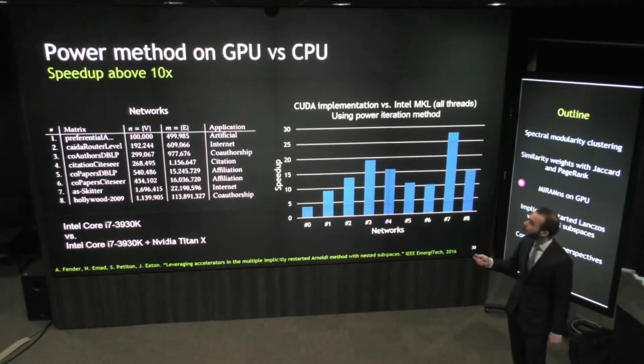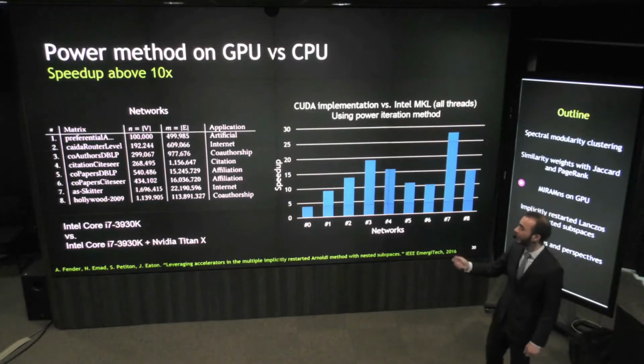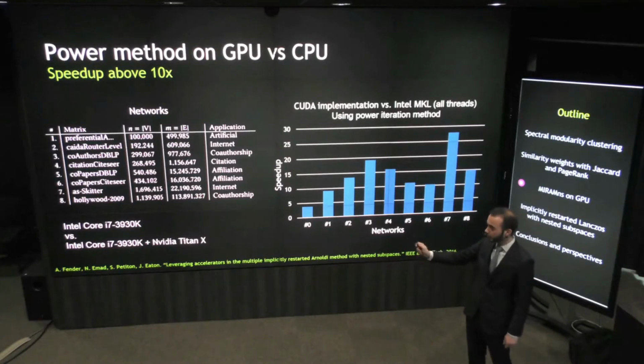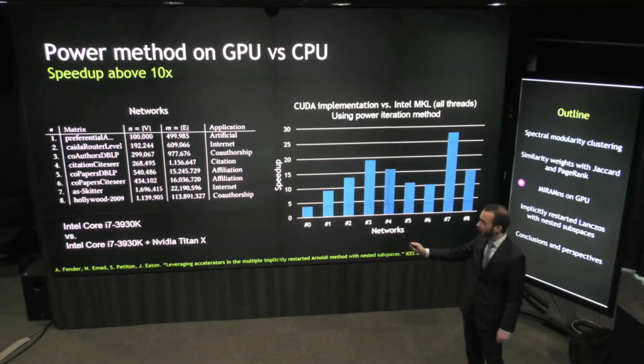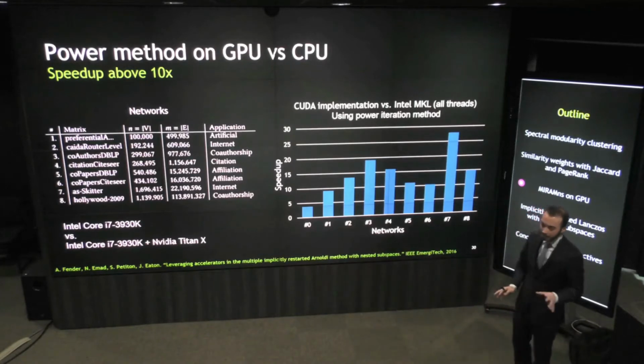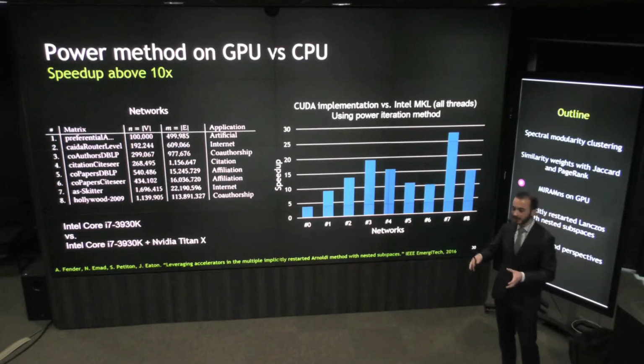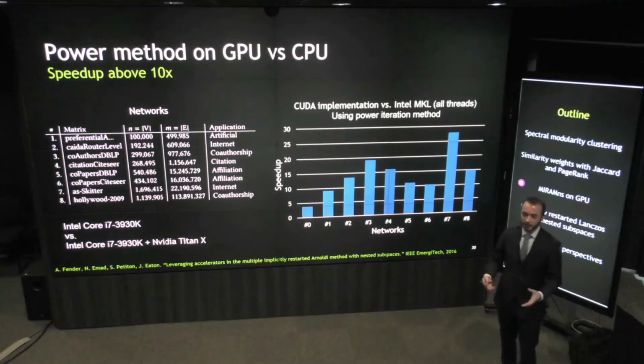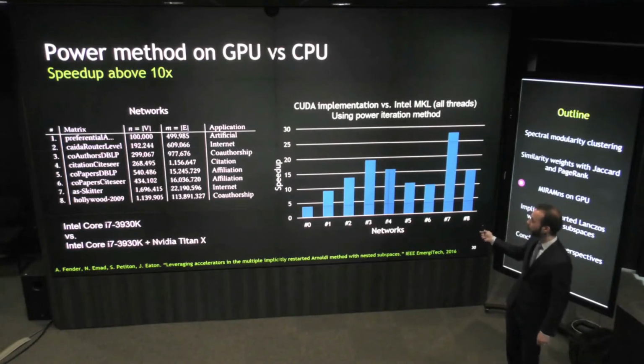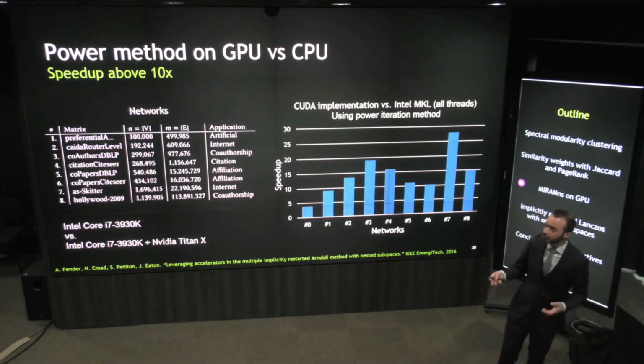So here we compare the power iteration method on CPU versus GPU. We still have the same network here, and we compare one CPU, a consumer one, against the same CPU with a Titan X. So the idea is that in the past, let's say you had this machine without GPU, and now you add a GPU, and this is the speed that you will get for running basically power iteration, which is basically SPMV in a loop.